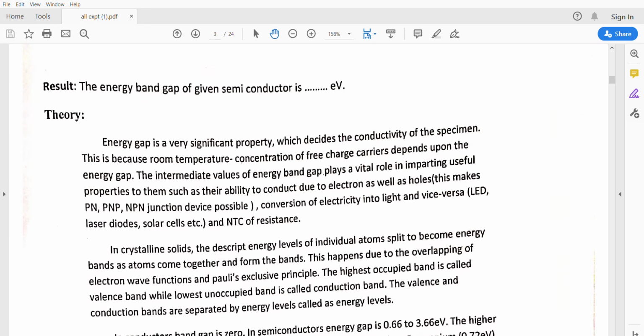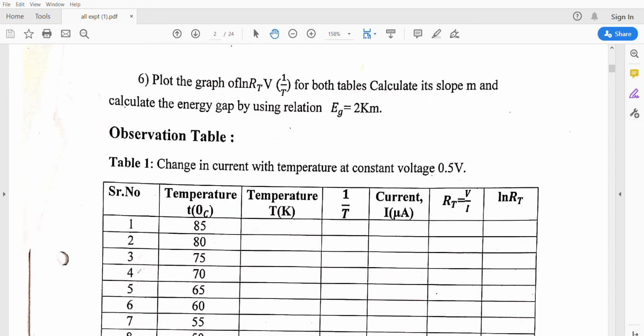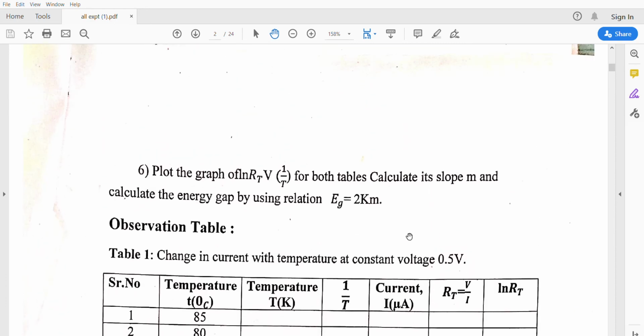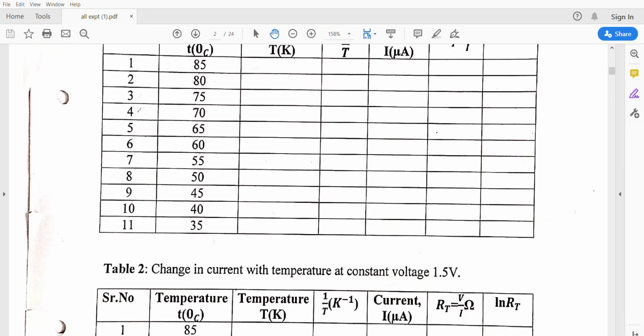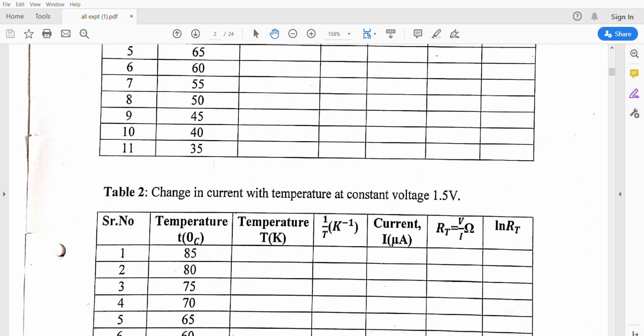What is the result here? We need to understand that the result is the energy band gap in electron volts. We need to calculate the energy band gap in electron volts.